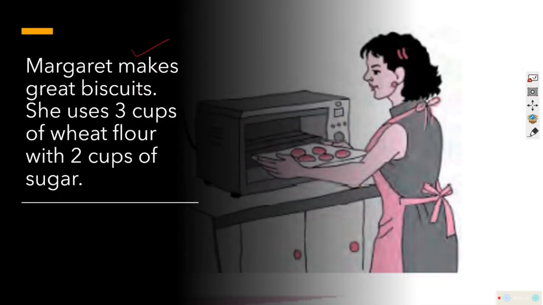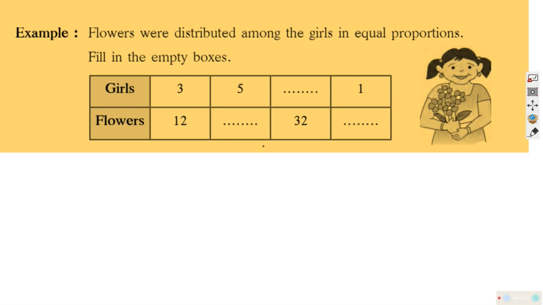Margaret makes great biscuits. She uses 3 cups of wheat flour and 2 cups of sugar. आटा को wheat flour बोलते हैं, और 2 cups sugar. So 3:2 is the proportion, 3/2 is the ratio.